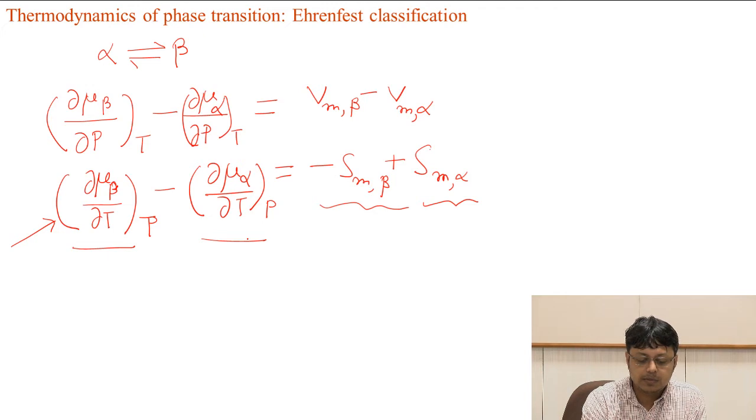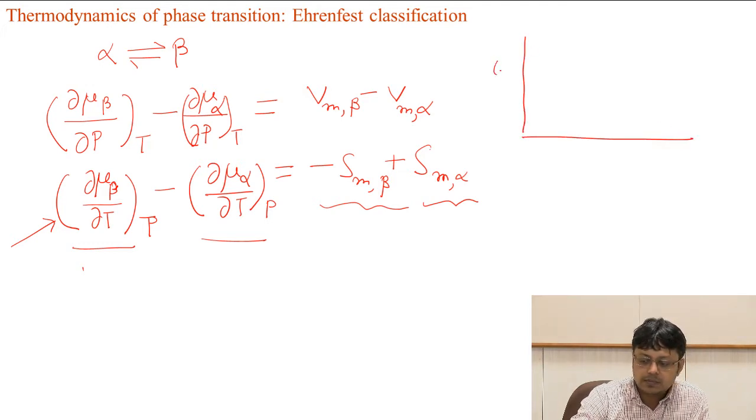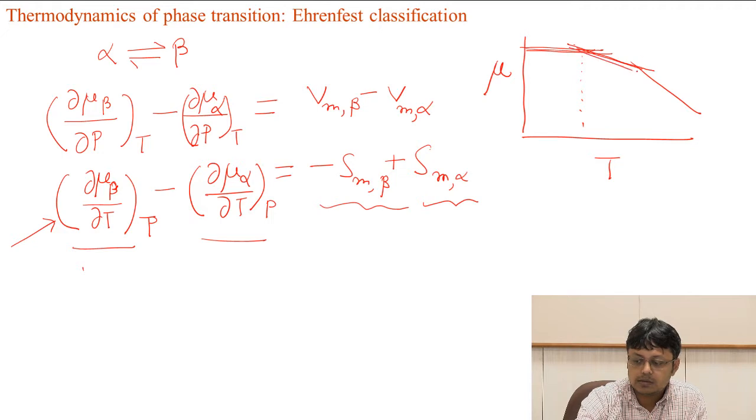So which means the slope of the curve for the alpha phase and the beta phase should change, and we already discussed it when we plotted, say, mu versus T or G versus T while going from solid to liquid to gas. We showed that there is a change in the slope. The slope was like this for the solid, and the slope is changing for the liquid. So Ehrenfest's first classification for phase transition is according to this particular definition.